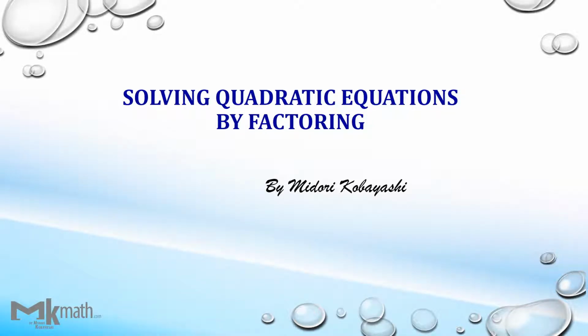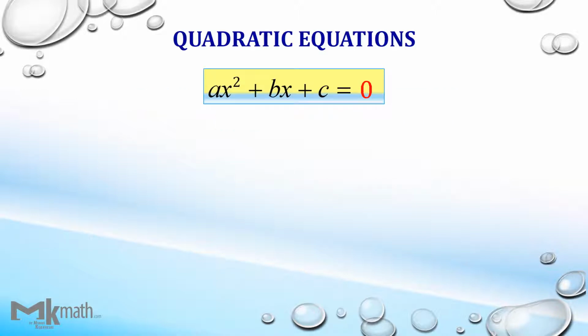In this video, I'd like to show some examples of solving quadratic equations by factoring method. Quadratic equations have the standard form of ax squared plus bx plus c equals 0, where a, b, and c are known values, but a value cannot be 0.